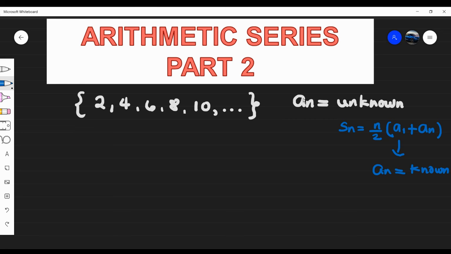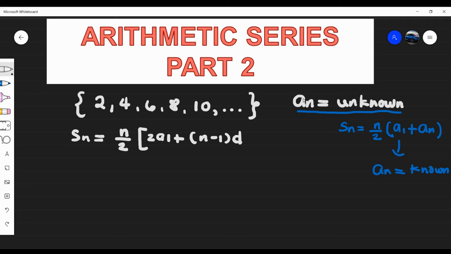So what if a sub n is unknown? What are we going to use? We're going to be using another formula today, and that is S sub n is equal to n over 2 times the quantity 2a sub 1 plus n minus 1 times d, or your common difference. So again, as you can see, this is a longer version of the previous one, and the only difference is that in this particular formula, a sub n is unknown.